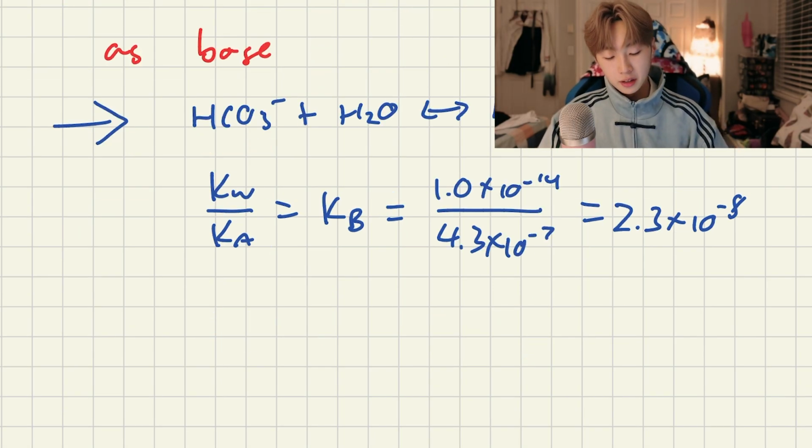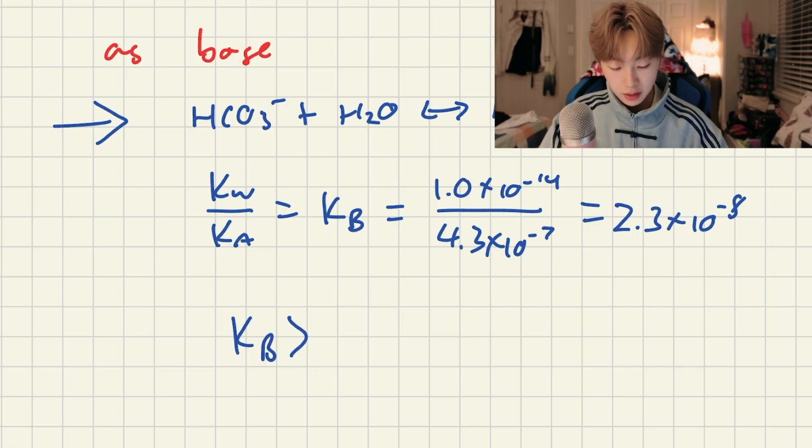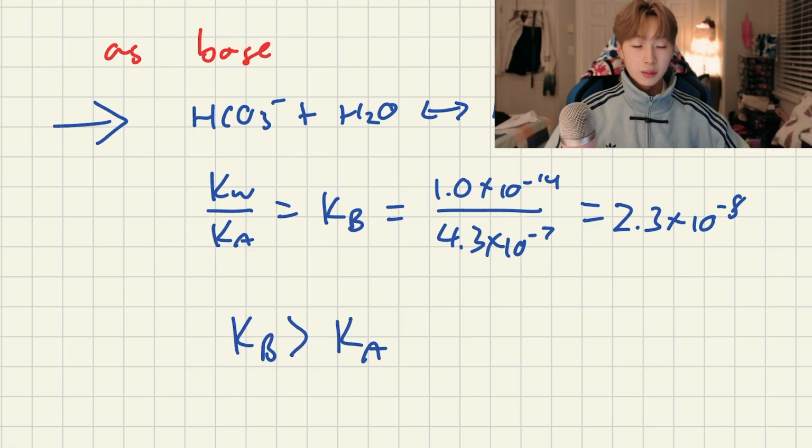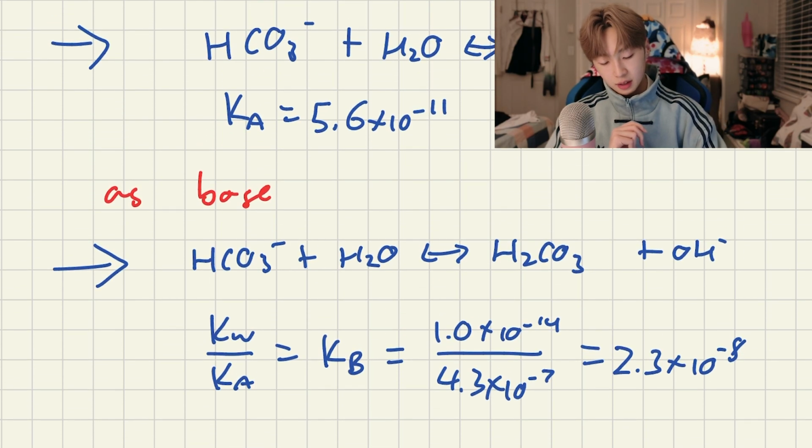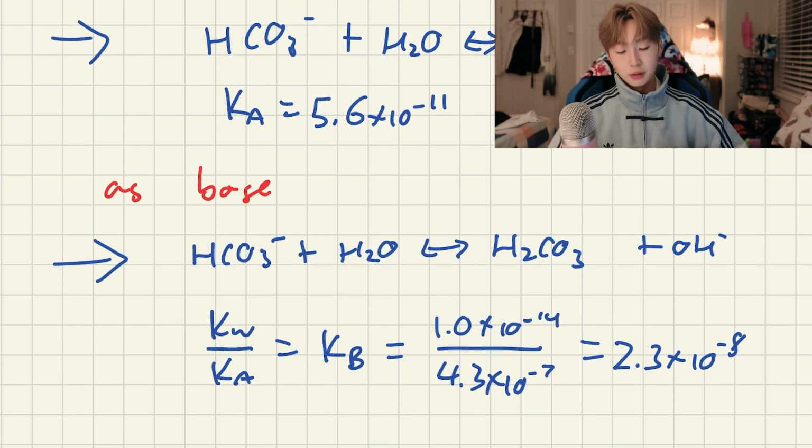Now we can compare our Ka and Kb. We can see that our Kb is greater than our Ka. That means that this solution will be basic, because our basic equation here is going to occur to a greater degree than the acidic one.